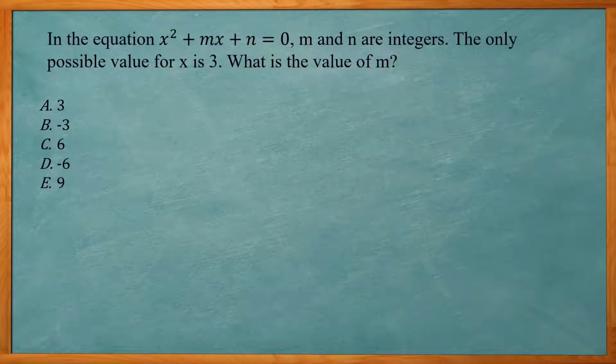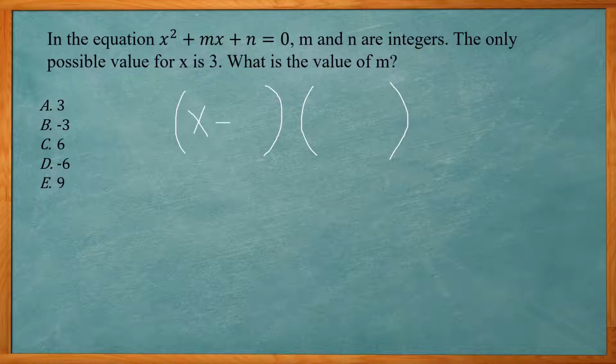And this one says, in the equation x squared plus mx plus n equals 0, m and n are integers. The only possible value for x is 3. What is the value of m? So in this case, we only have one answer. x is equal to 3. Now when that happens, remember we have our discriminant equal to 0. So when we have our sets of parentheses, there'll be the same value inside. So if x equals 3, it has to be x minus 3 in here, and it has to repeat, so we have only one answer.